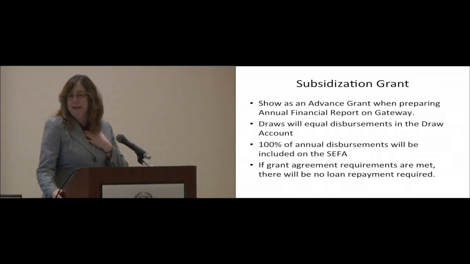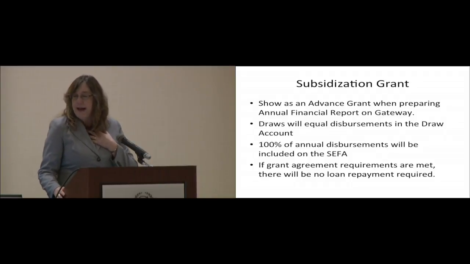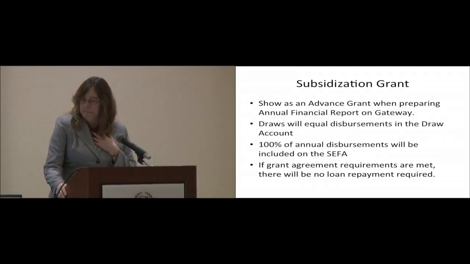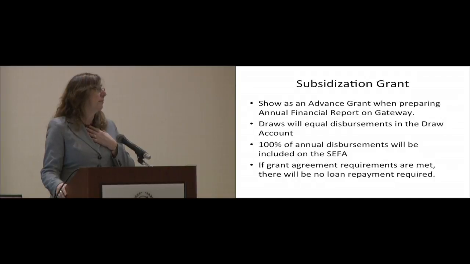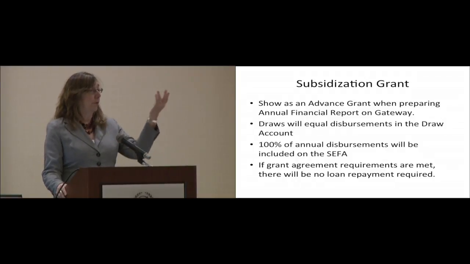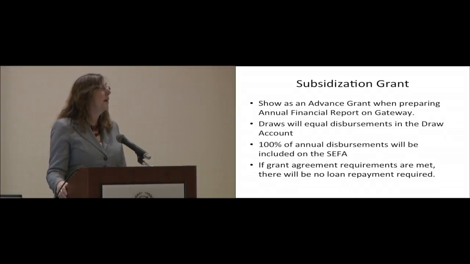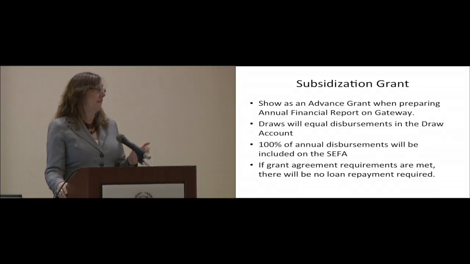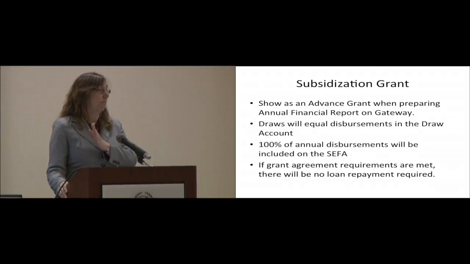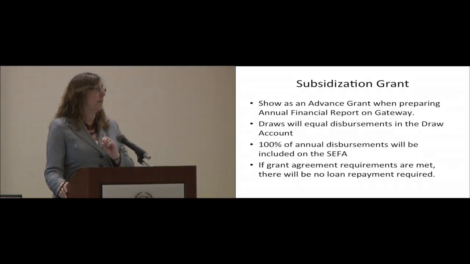If you're lucky enough to get the subsidization grant, that is also an advanced grant. Your draws, again, will equal your disbursements. As your claims are approved, money will be moved into your draw account, and then it will be taken out to pay your vendors. But 100% of that is federal, and the whole amount needs to get together, presented on your SEFA at the end of the year. That's the one difference with that grant: it's 100% federal, the other two are 50%.